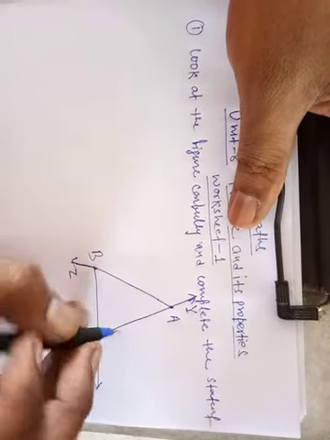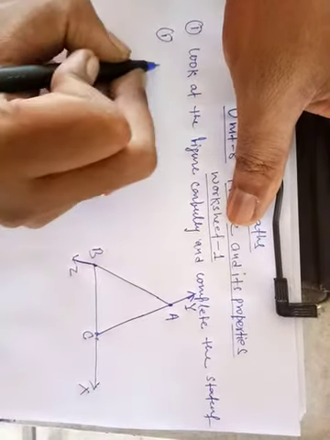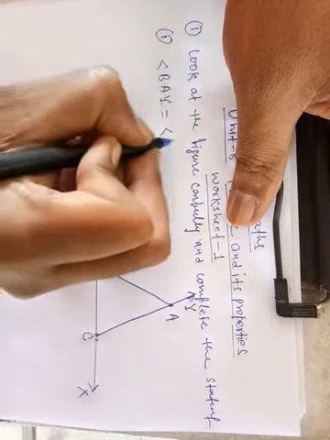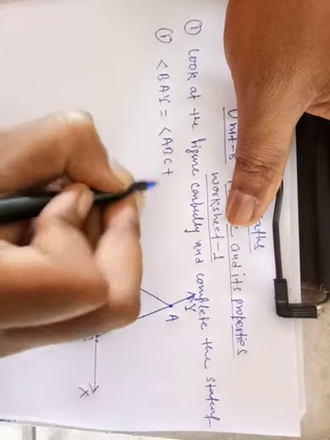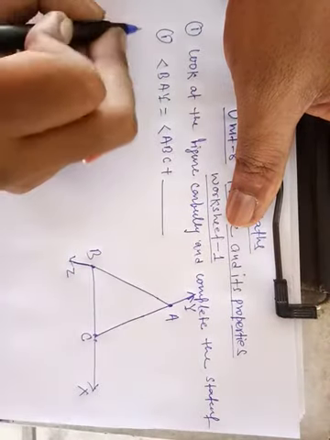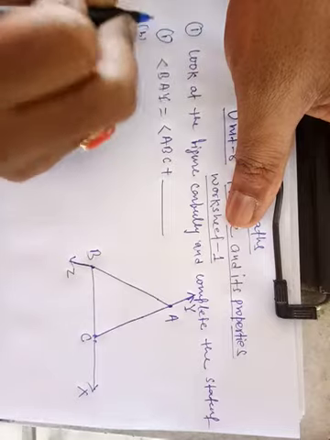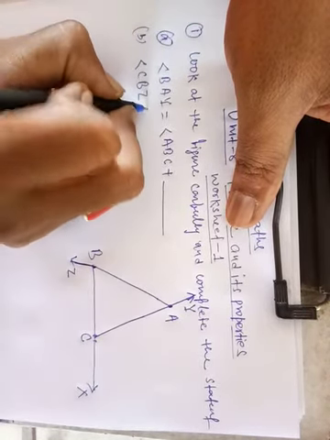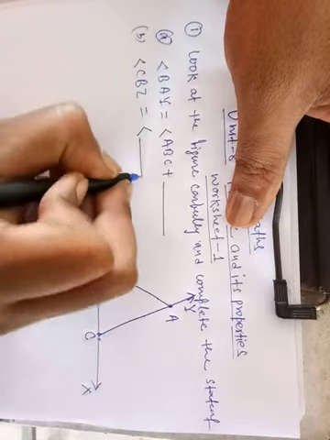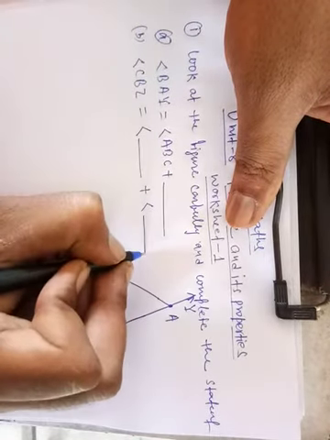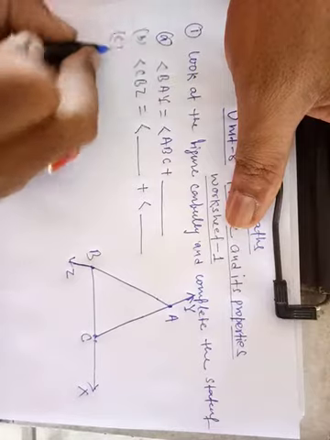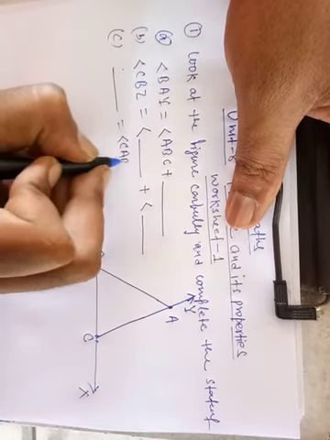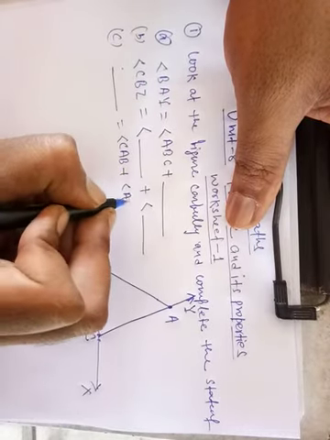The first question is: angle BAY is equal to angle ABC plus blank. The second one, B, is angle CBZ is equal to angle this plus angle this. C is angle CAB plus angle ABC.